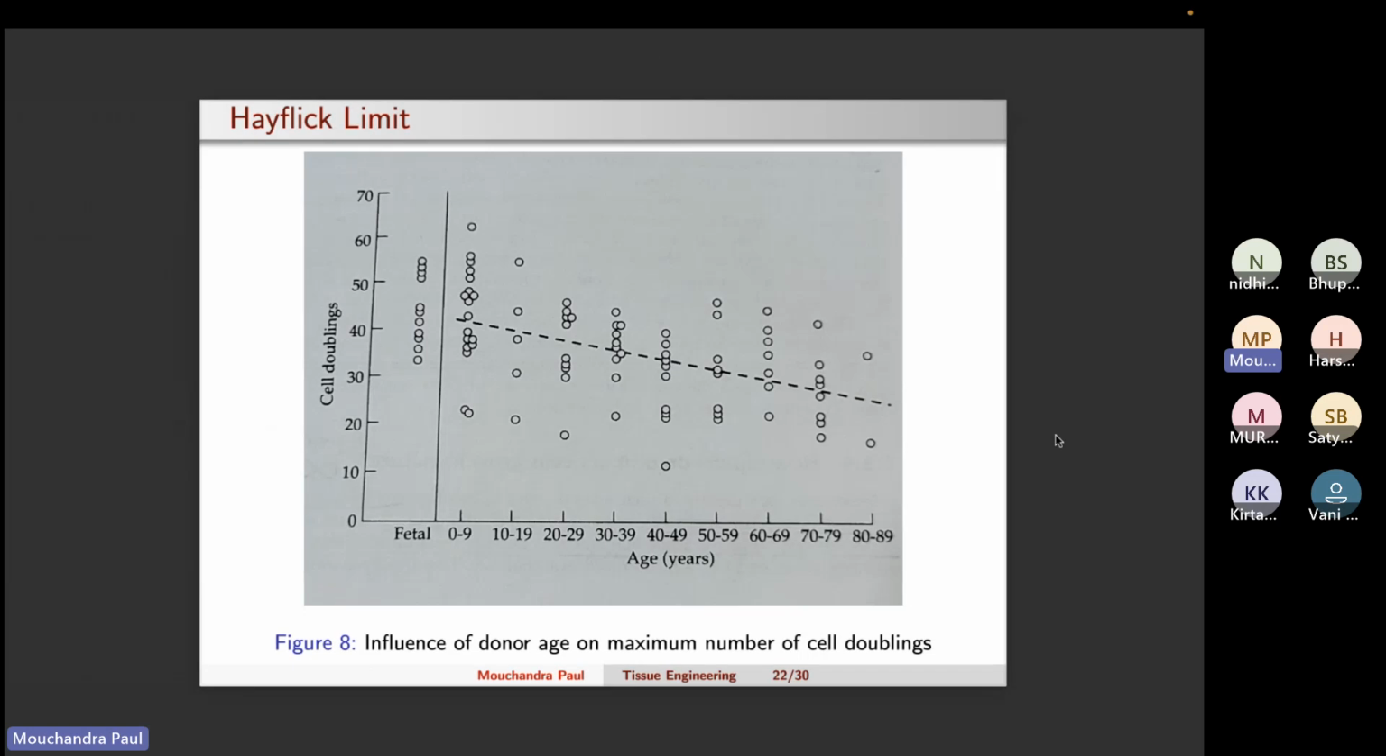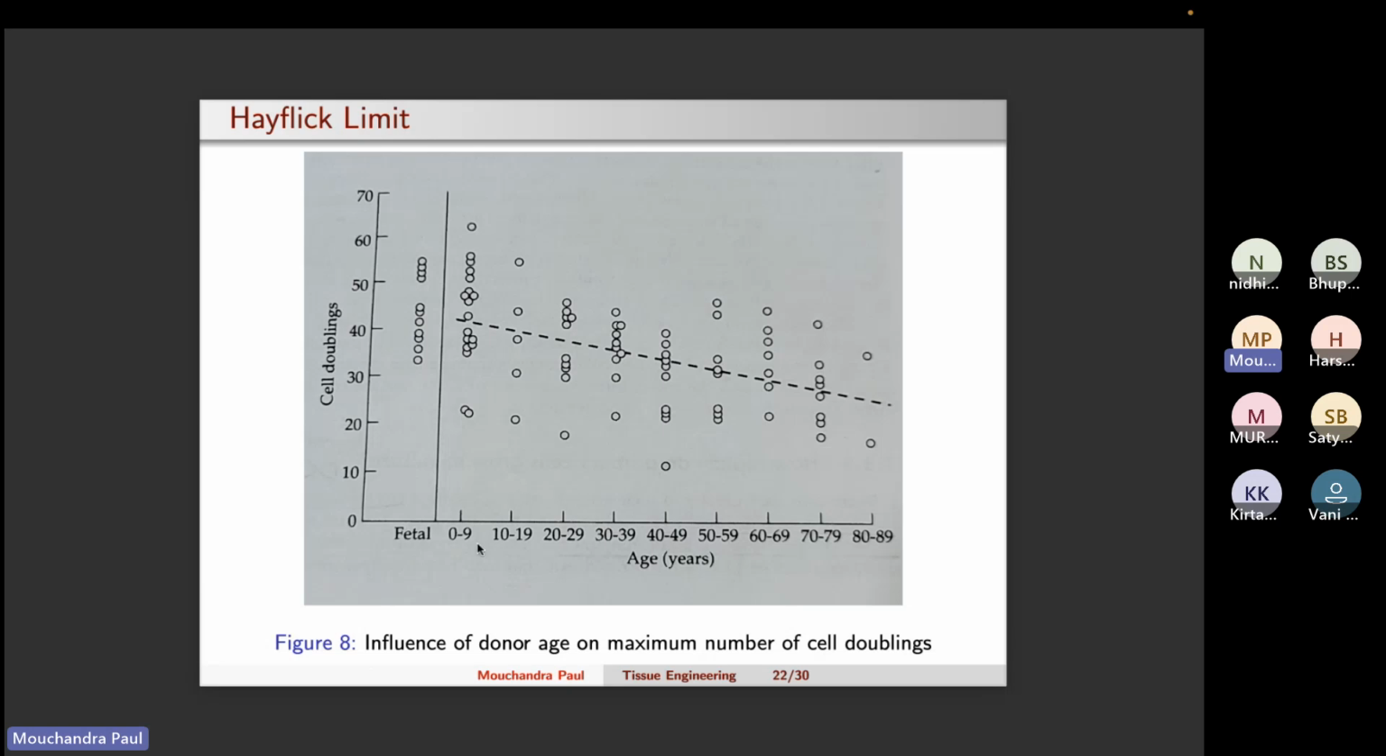So this is the graph that shows the Hayflick limit that I told. That is the limit on how many cell divisions a primary cell can undergo. So on the y-axis is given the cell doublings. Okay, 50, 30, we just talked about. And on the x-axis is given the age of the donor, means the person from whom the primary cell is taken.